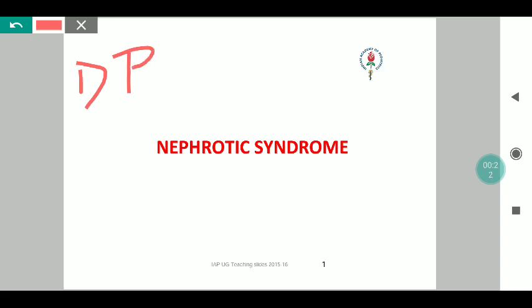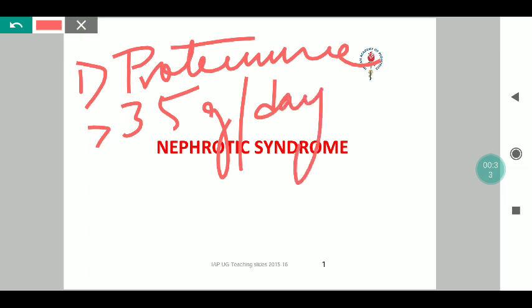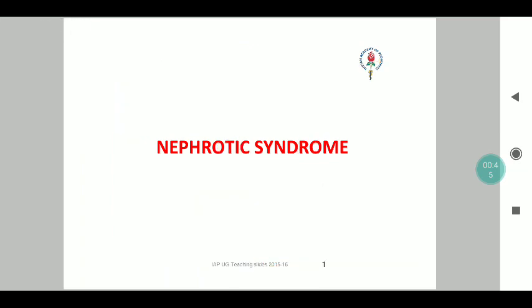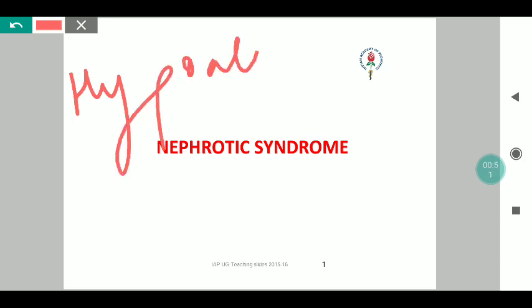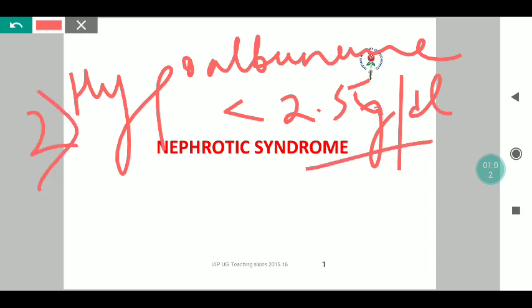Number one is proteinuria, and we can quantify this proteinuria as more than 3.5 gram per day or more than 40 milligram per meter square per hour. So this is the first component. The second component is hypoalbuminemia, less than 2.5 gram per deciliter. So this is the second component of the triad.